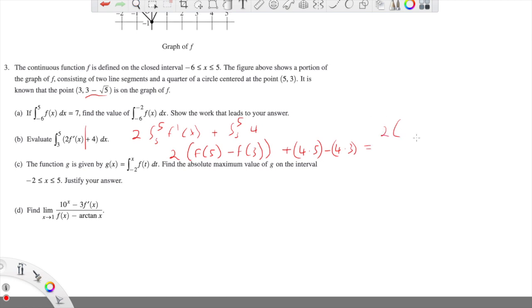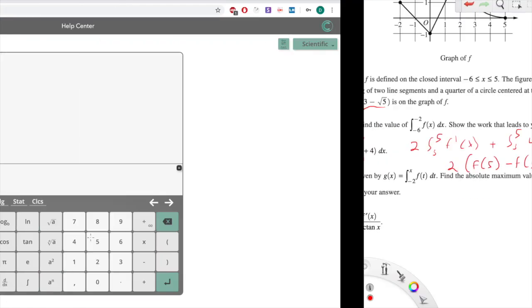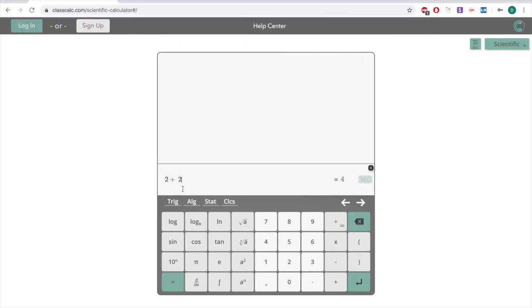So f of 5 is going to be 0 minus (3 minus root 5). Watch your minuses over there. Be sure to use parentheses. And then plus 20 minus 12, right, which is going to be plus 8. And so that's going to be negative 6 plus 2 root 5 plus 8, which is going to give us 2 plus 2 root 5. And if we want, we can plug that into our calculator. Get an answer of 6.472.